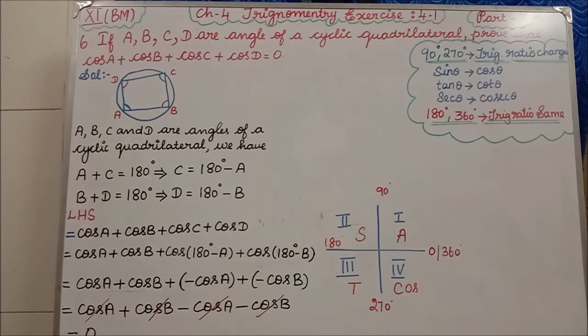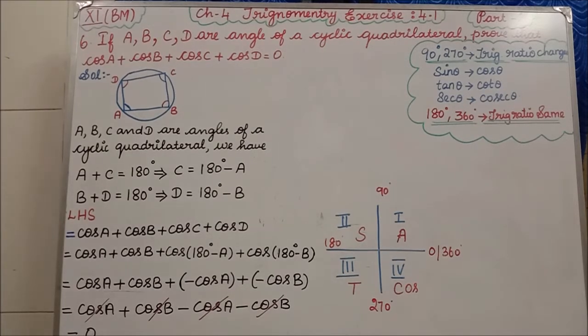See the 6th question. If A, B, C and D are angles of a cyclic quadrilateral, prove that cos A plus cos B plus cos C plus cos D is equal to 0. Now we'll see the solution.